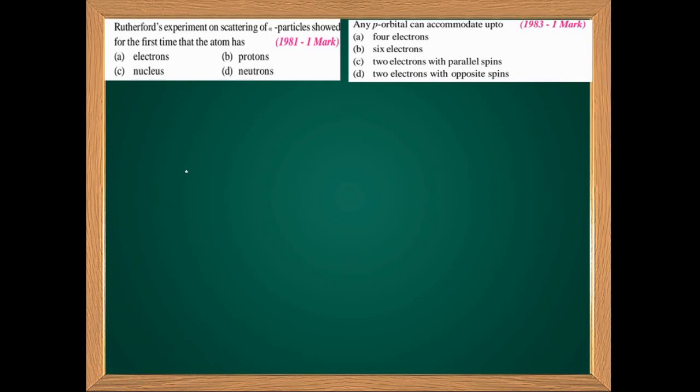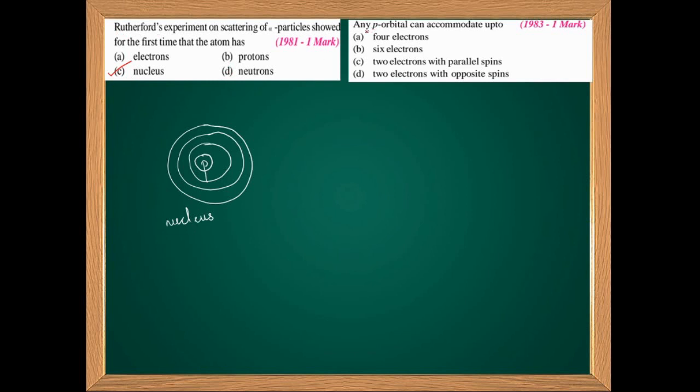So what did Rutherford's model actually tell us? Rutherford's model told us that we have a nucleus with protons concentrated in it, and then we have the electrons revolving around the nucleus like the planets revolve around the sun. So this was the first time we got to know that there is some region where all the protons are concentrated, which he called the nucleus. The first time that we got to know about the nucleus was through Rutherford's experiment. Electrons were known before, protons were known before, and neutrons, although known later, were not discovered by Rutherford's experiment. So the right answer is nucleus.